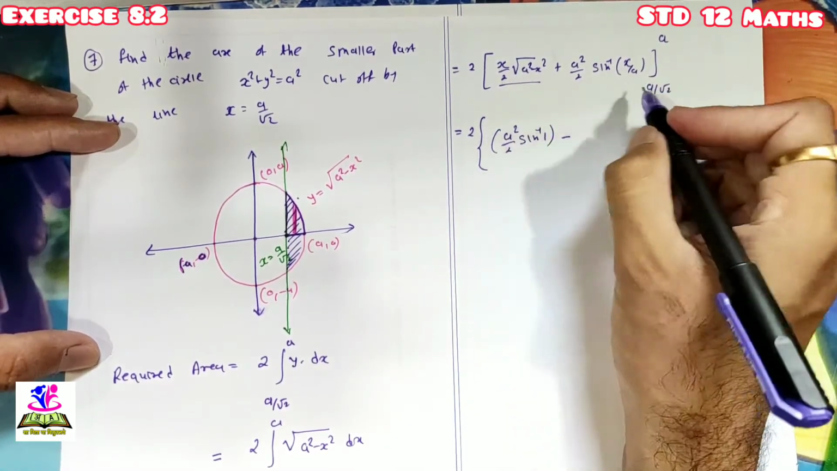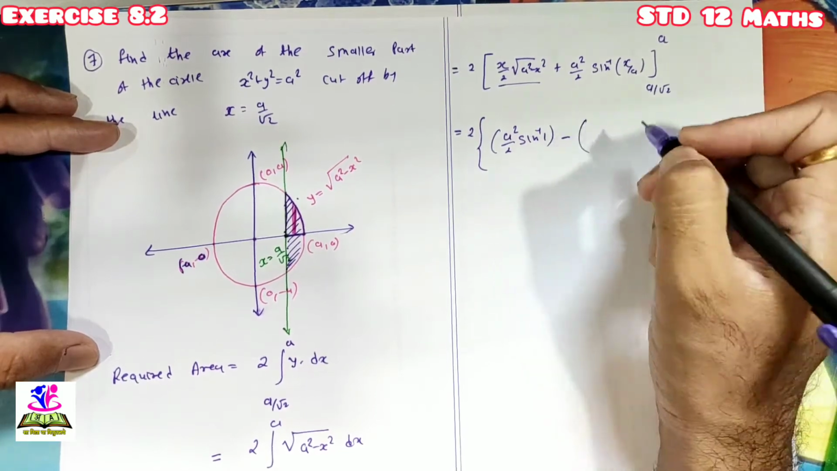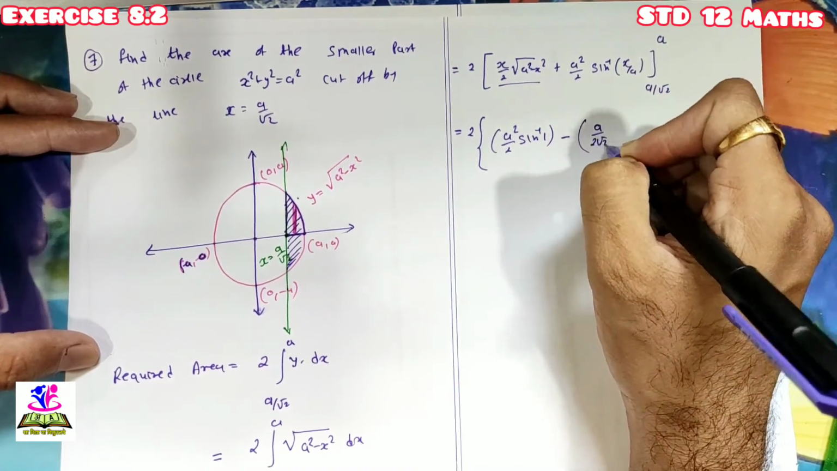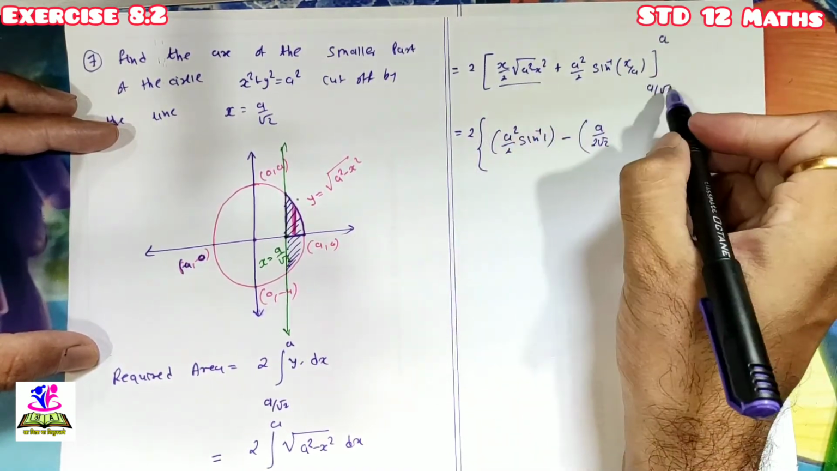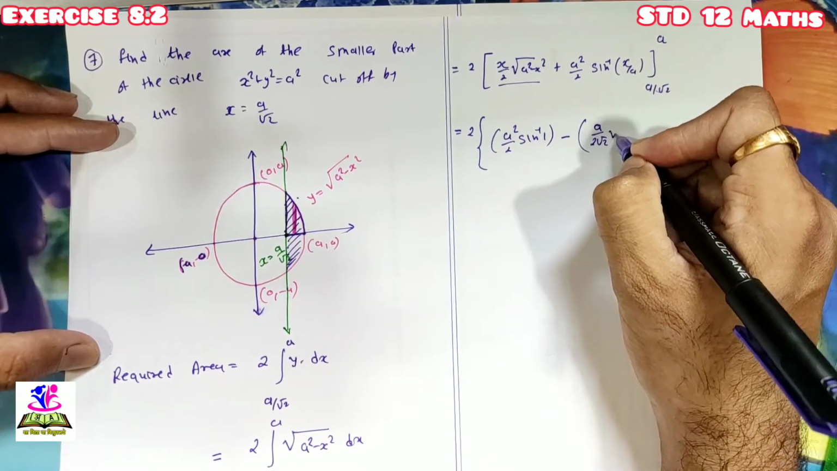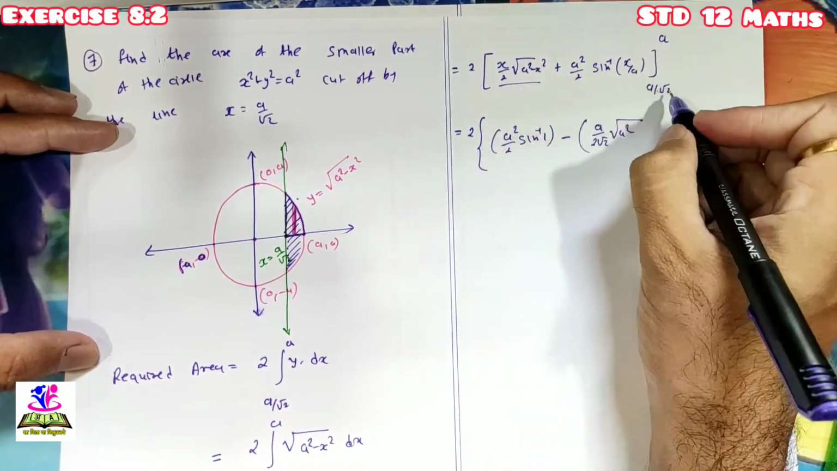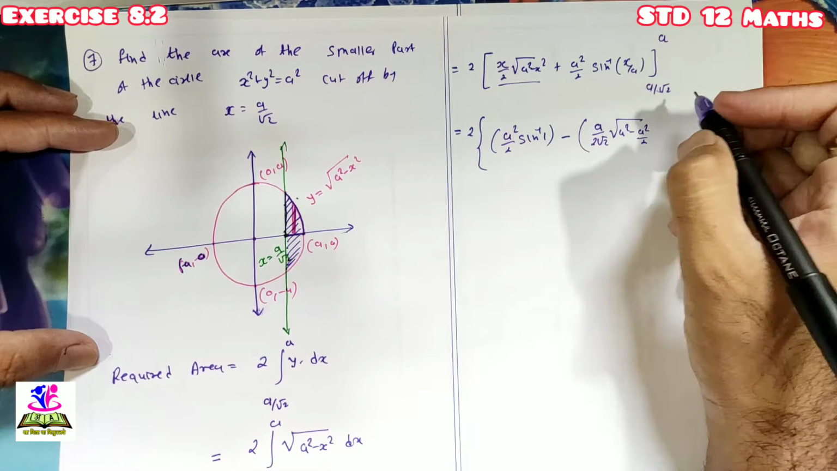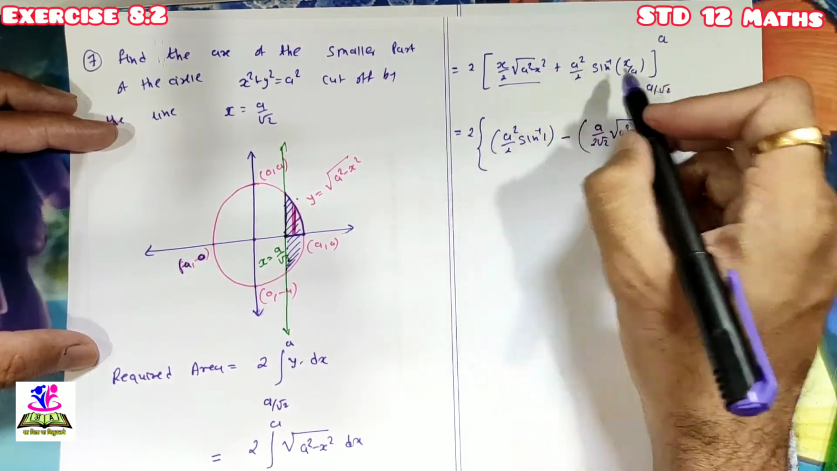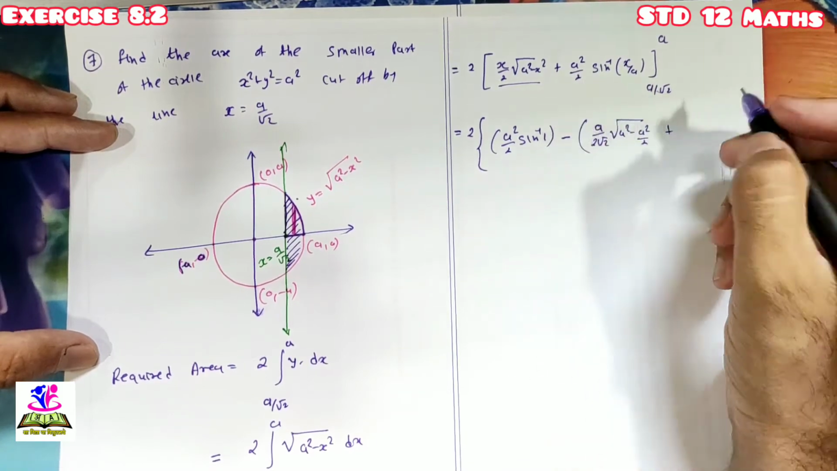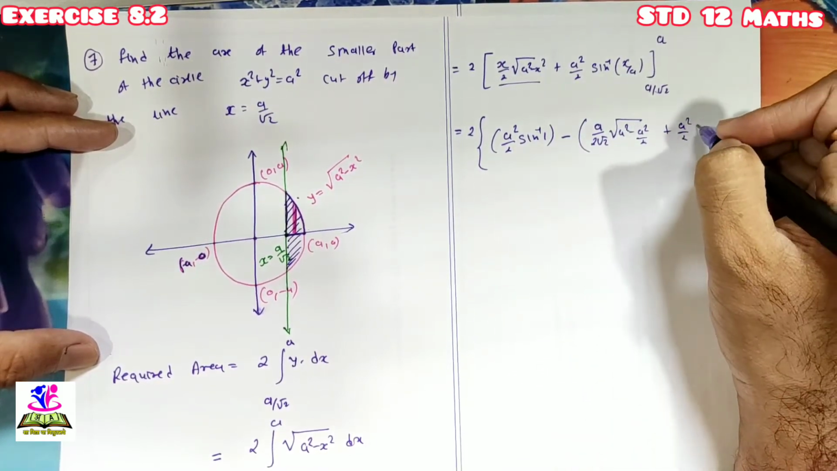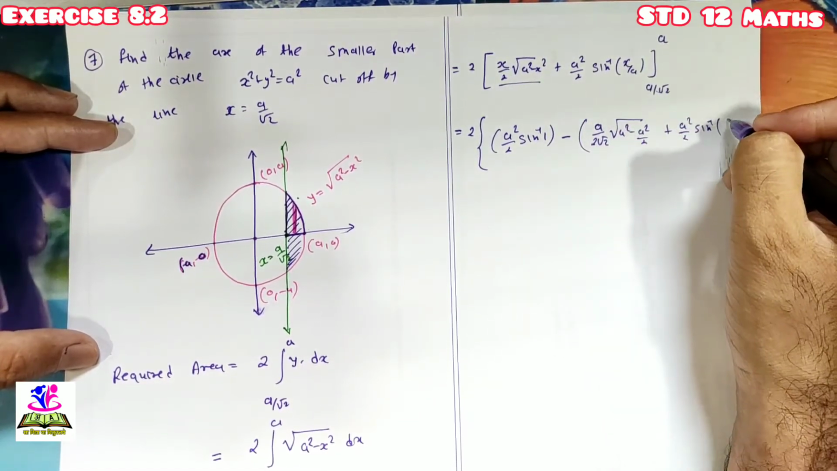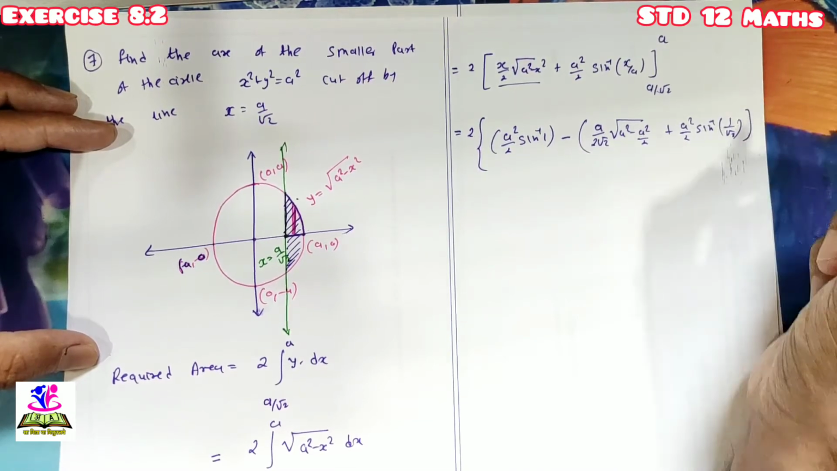Minus, now put x equal to a upon root 2. So x equal to a upon root 2 gives a upon 2 root 2 into square root of a square minus x square. Here x square is a square by 2, so a square minus a square by 2. Plus, now putting x equal to a upon root 2, plus a square by 2 sine inverse, and now x by a is 1 upon root 2. Clear?